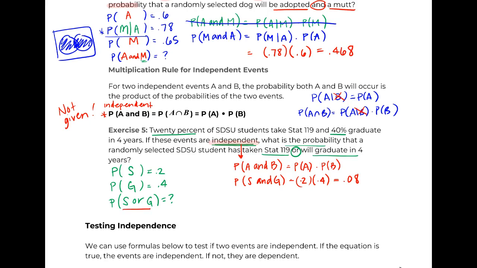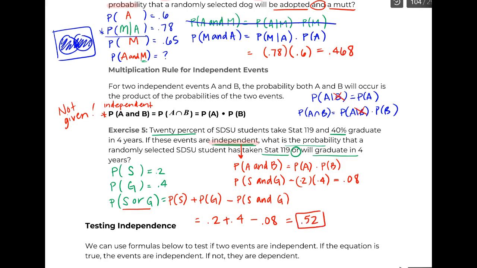So this is when we have to go back to all the OR formulas. And if you remember, the OR formula was take the two probabilities, add them together, and then subtract off our AND probability. So in this case, 0.2 plus 0.4 minus 0.08. Got a 0.52.